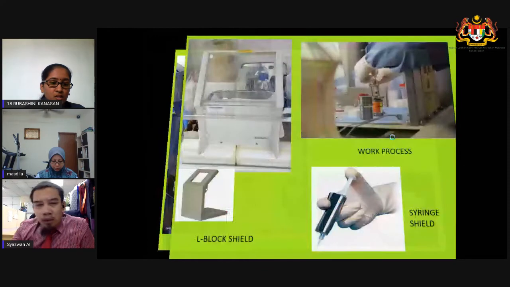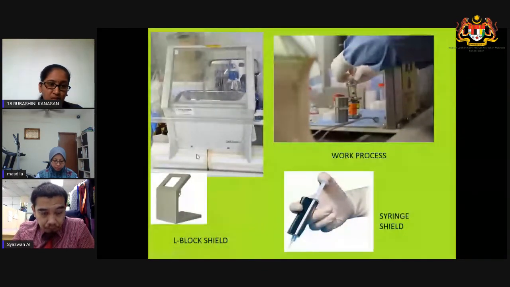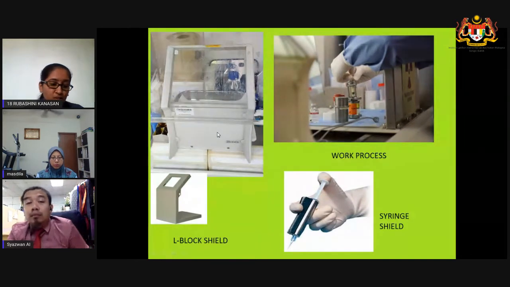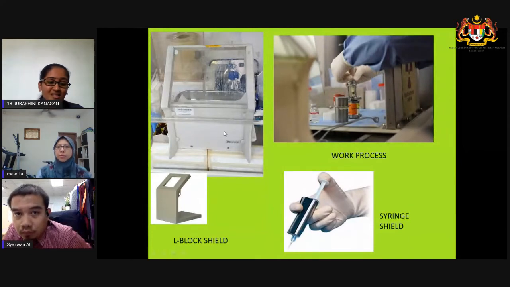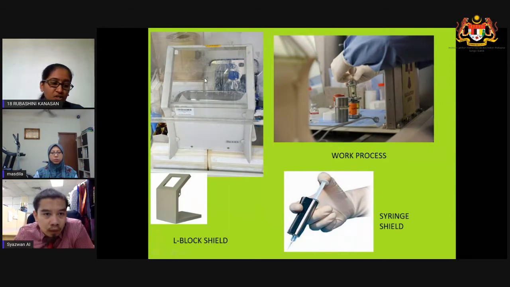Okay, this one is an L block shield. We call it an L block shield. Memang kita simpan dalam fume hood tu. Okay, it's for receiving and preparing unit dose of high energy radionuclides. It is used as a drawing station. It is easy access. So there is a wall there. It will protect the personnel, and the glass shield protects our eyes from the radiation.